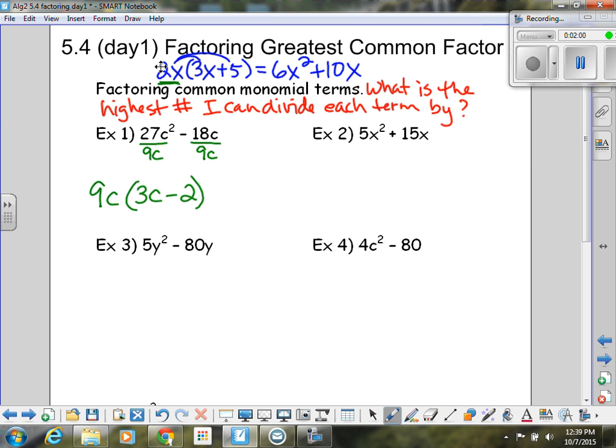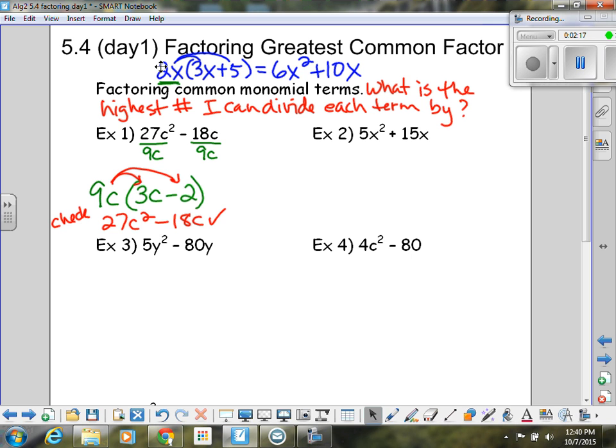A way you can check that, let's say I wanted to check to see if this was correct, then I could just distribute to check that. So I could say that's 27c squared minus 18c. Yep, that's what I started with, so I know I did that correctly.